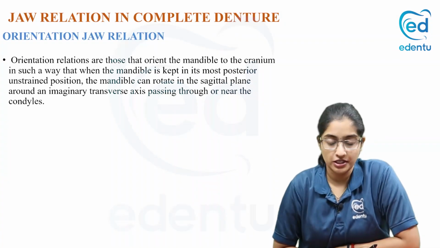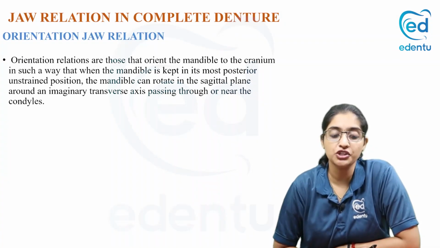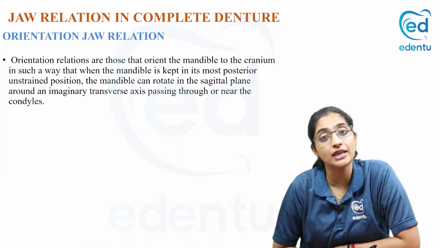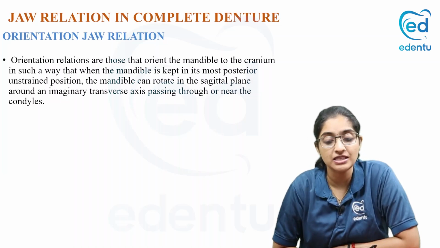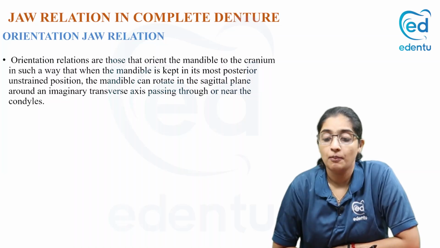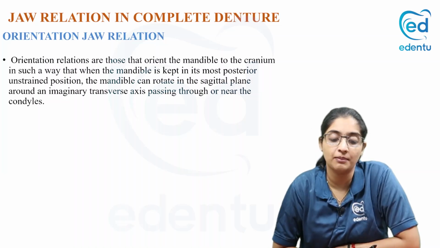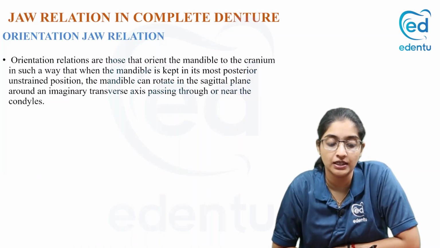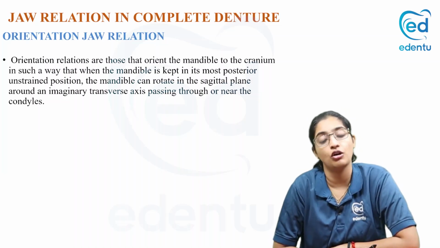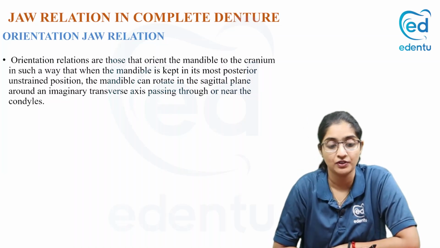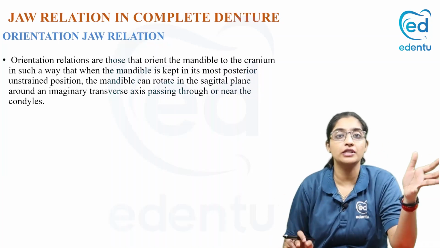Now coming to orientation jaw relation. Orientation relations are those that orient the mandible to the cranium in such a way that when the mandible is kept in its most posterior unstrained position, the mandible can rotate in the sagittal plane around an imaginary transverse axis passing through or near the condyles. That's called a hinge axis. That's a general orientation relation.